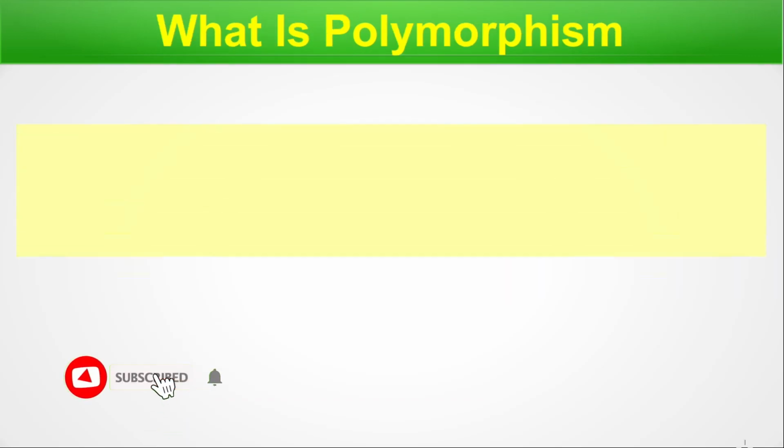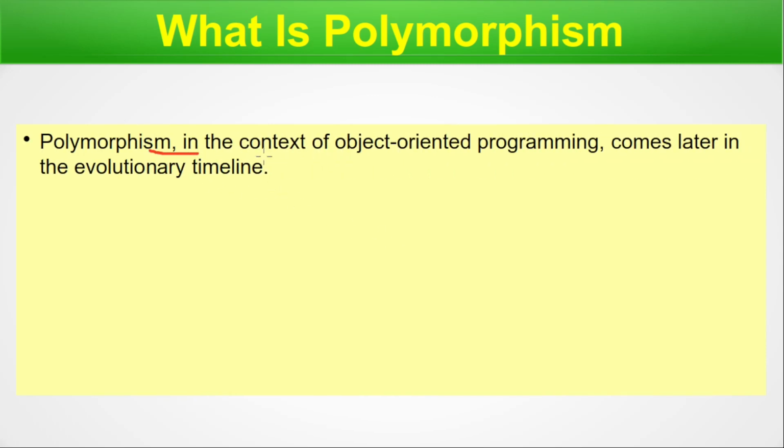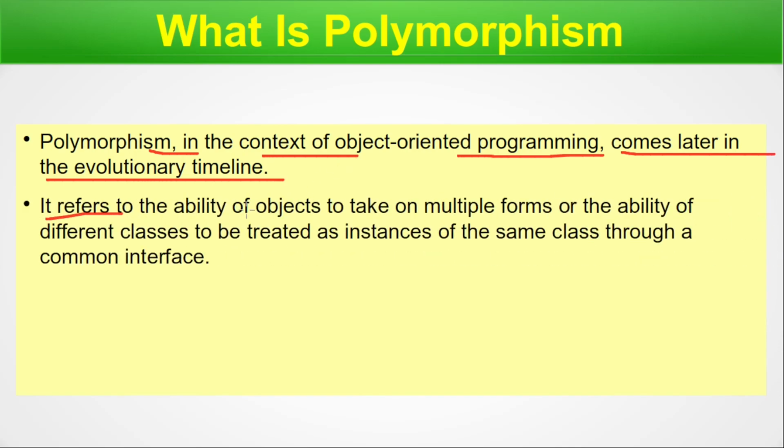What is polymorphism? This is another good concept of object-oriented programming. Polymorphism you should know in a very attentive way. Polymorphism, in the context of object-oriented programming, comes later in the evolutionary timeline, so it came as object-oriented programming evolved. It refers to the ability of objects to take on multiple forms, the ability of different classes to be treated as instances of the same class through a common interface.